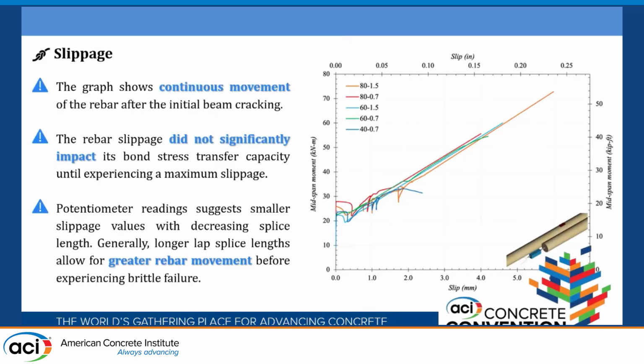When we measured the slippage, we saw some slippage in all of the lap-spliced rebars on the lap-spliced specimens. The graph shows continuous movement of the rebar after the initial beam cracking. So after the beam cracked, we started seeing some movement of the rebar. But the rebar slippage did not significantly impact the bond strength capacity, as we saw in the previous graph, that we didn't see any drop in that slope. I mean, we were hoping that when the rebar moved, the stiffness would decrease because of that movement. But after we analyzed the results, we really didn't see any impact of that movement.